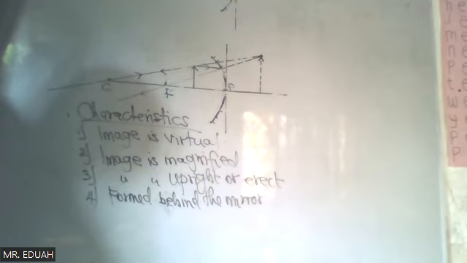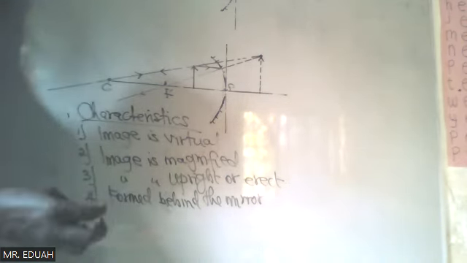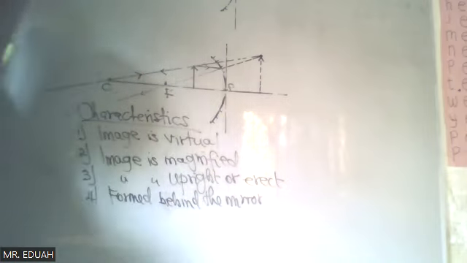Okay. The image is real, and the image is also inverted. And the image has the same size as the object. And the image is formed between... no, it's formed at C. Formed at C, yes. So when the object is at C, the image will be formed at C, the image will be real, inverted, and it has the same size as the object.